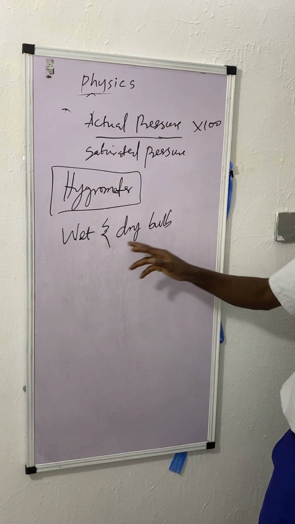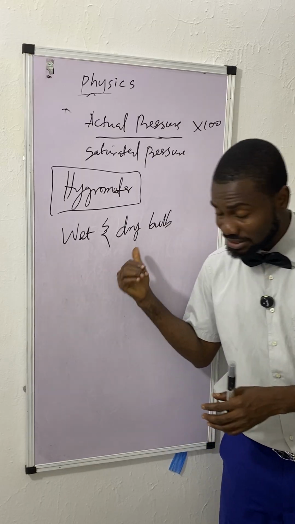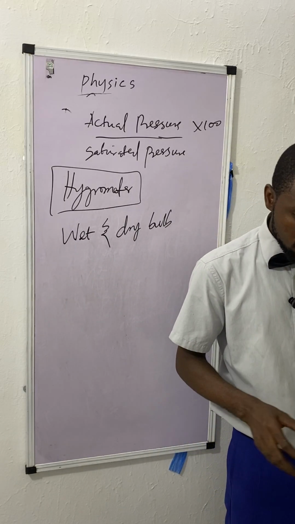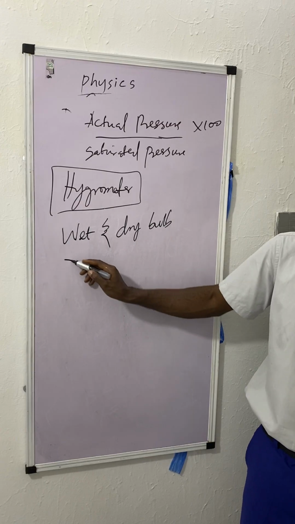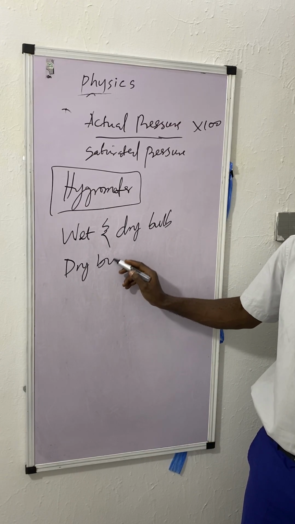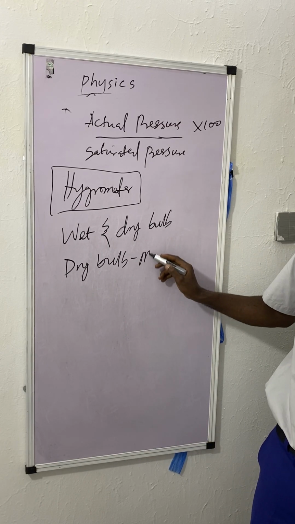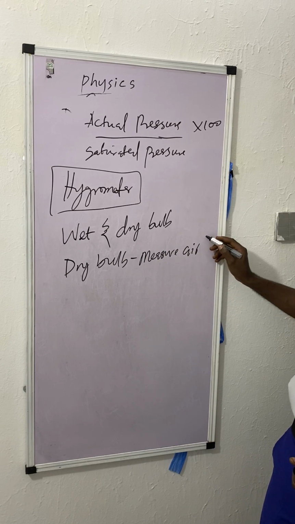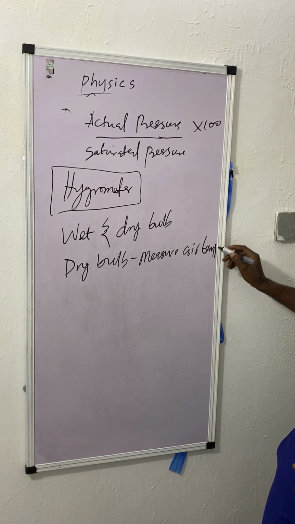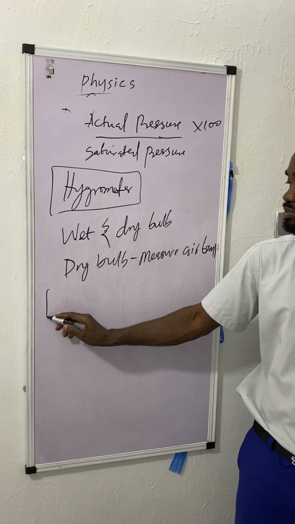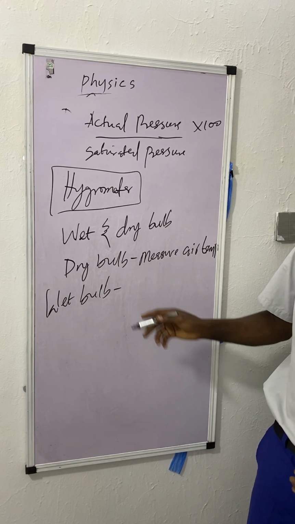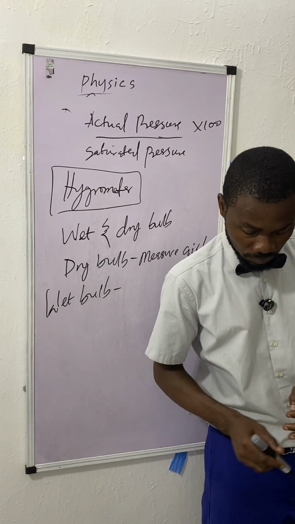There's a way you protect the wet bulb and the dry bulb so that you get an accurate reading. The function of the dry bulb is to measure the dry air temperature. Then the wet bulb, what's its function? It measures the vapor.